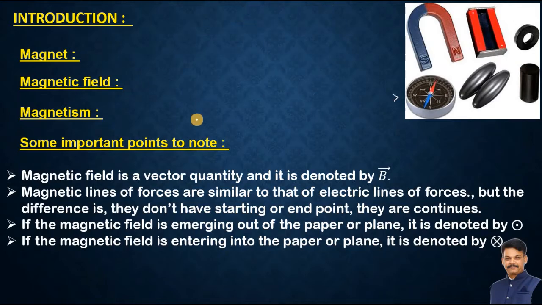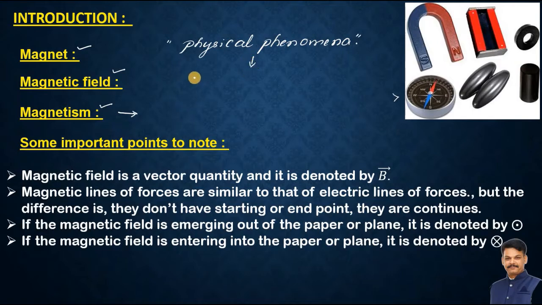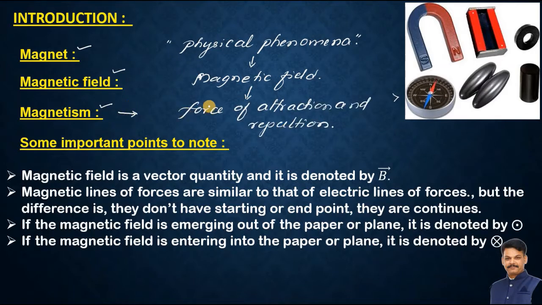Okay, dear students, what actually is magnetism? After understanding the meaning of magnet and magnetic field, let us move towards magnetism. See, magnetism is a physical phenomenon. Because of this physical phenomenon, we are able to see the presence of a magnetic field, and also the force of attraction and repulsion.